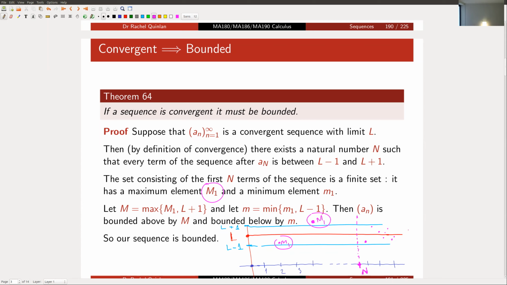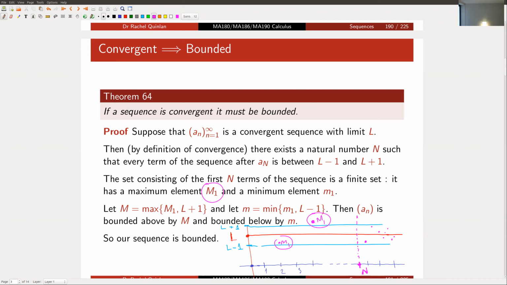So whichever one is higher, the M1 or the upper blue line, is an upper bound for the entire sequence. So we can say that the sequence is bounded above either by this M1, which is the maximum of the first finite lot of terms, or by this L+1, which is this blue line. So the sequence is certainly bounded above, and we can say the sequence is bounded below as well.